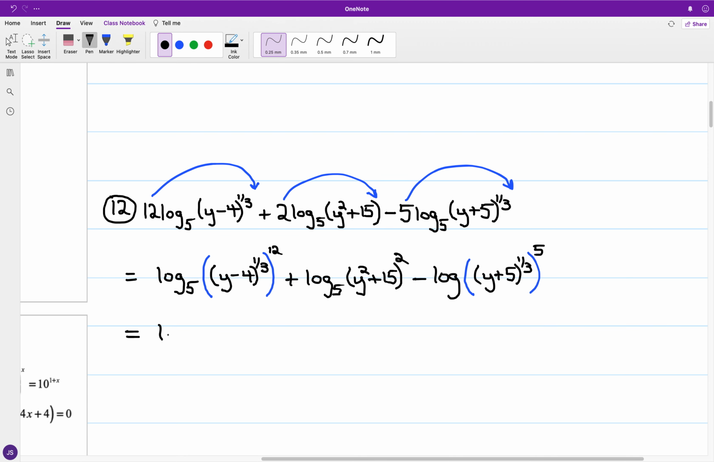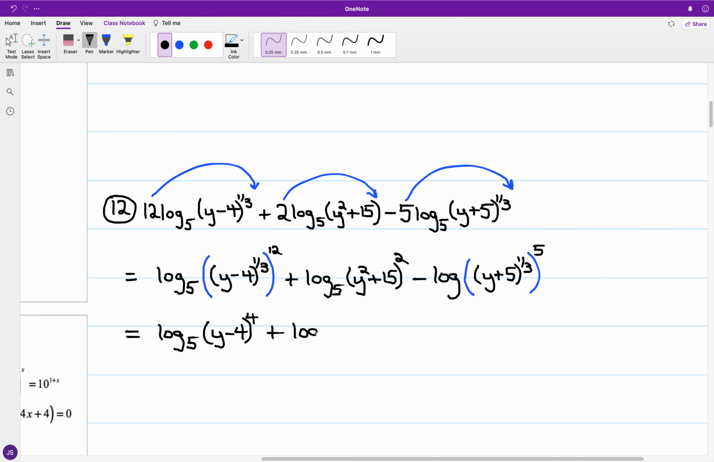All right, so in the rewrites, we have the base 5 logarithm. And again, with the power property of exponents, when you have a base to a power raised to another power, the powers will be multiplying each other. So 1/3 of 12 is going to be 12/3, which reduces to 4. So we have the base 5 logarithm of y minus 4 taken to the 4th.